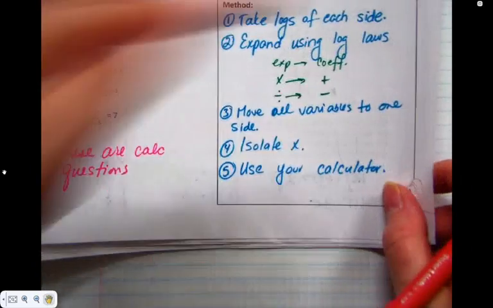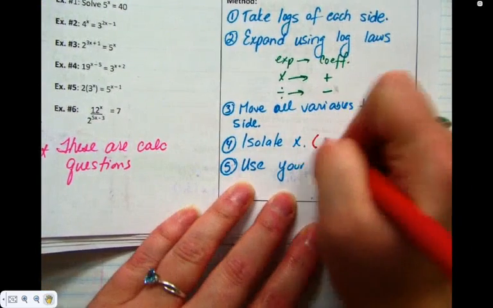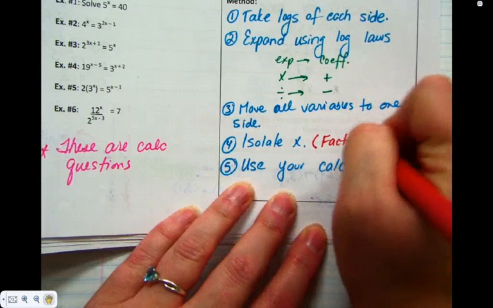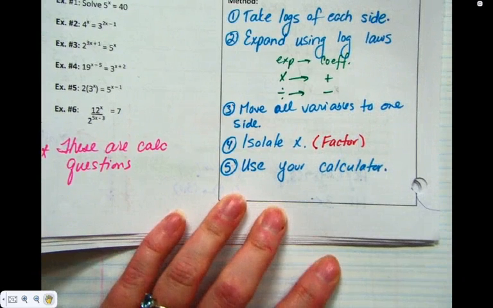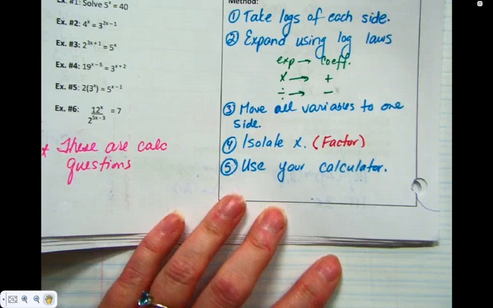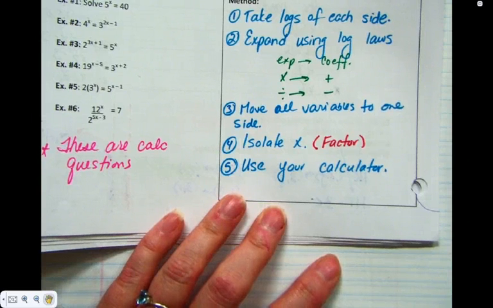And I'm going to come back to where we did the method, and next to step 4, I'm just going to put in brackets "factor", because it's usually what we're going to end up doing. Again, your brain's going to want to divide, subtract, do a whole bunch of crazy things. None of it's going to work. The only thing you can do here is common factor.